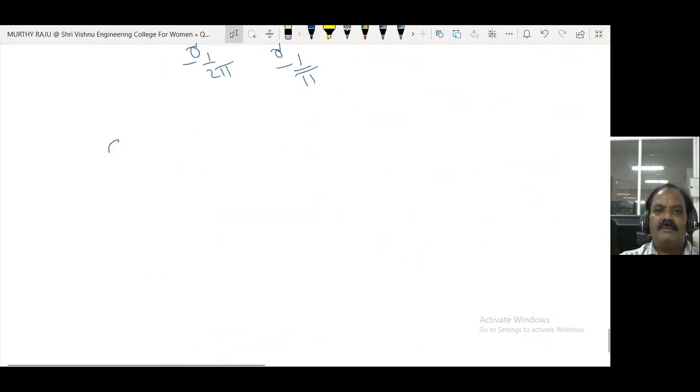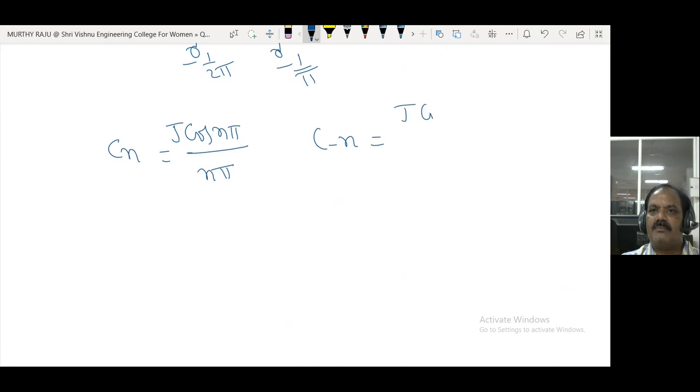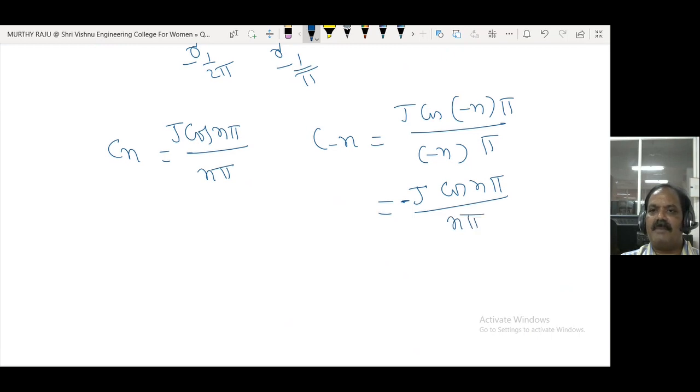We know that Cn is equal to j cos n pi by n pi. C minus n is equal to j cos minus n pi by minus n pi. That is equal to j cos of minus n pi, which is cos n pi, by minus n pi, that is minus j cos n pi by n pi.